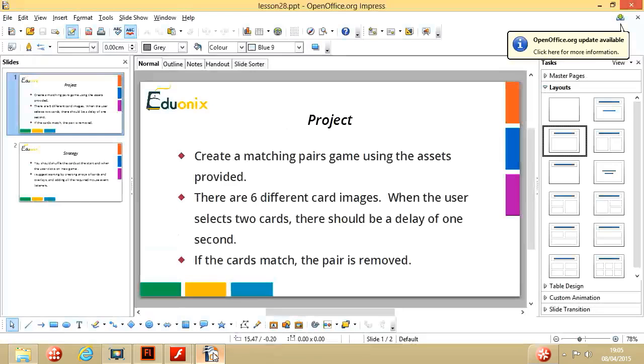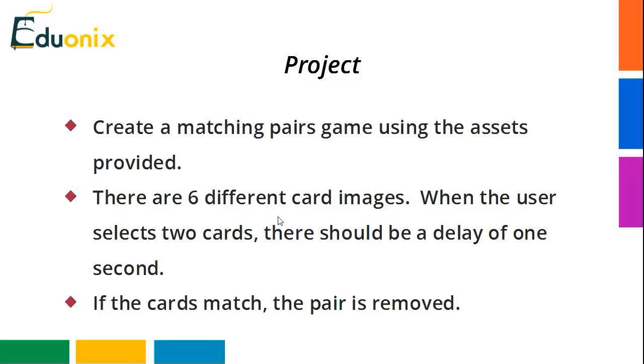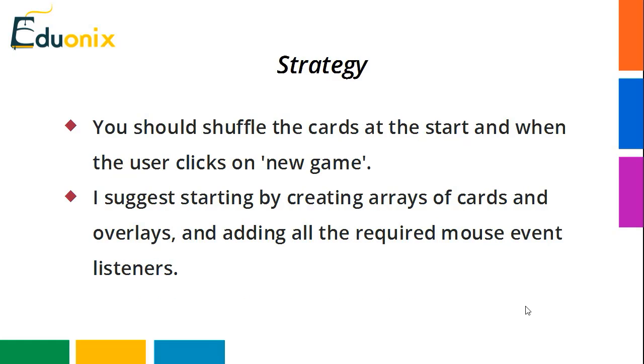I'll just go to this PowerPoint to give you some more details. So the project is to create a matching pairs game using the assets provided. There are 6 different card images, and when the user selects 2 cards, there should be a delay of 1 second before the cards are either hidden or made invisible. And if the cards match, then the pair is removed.